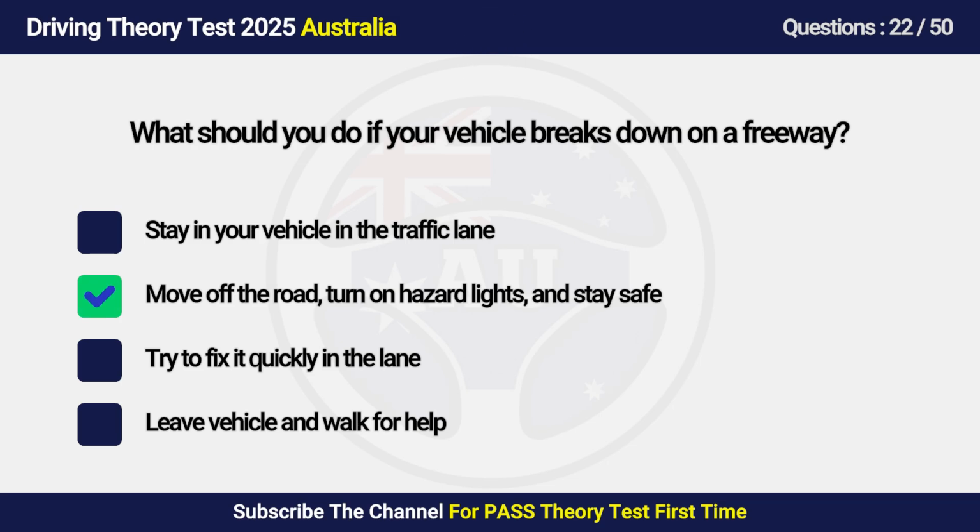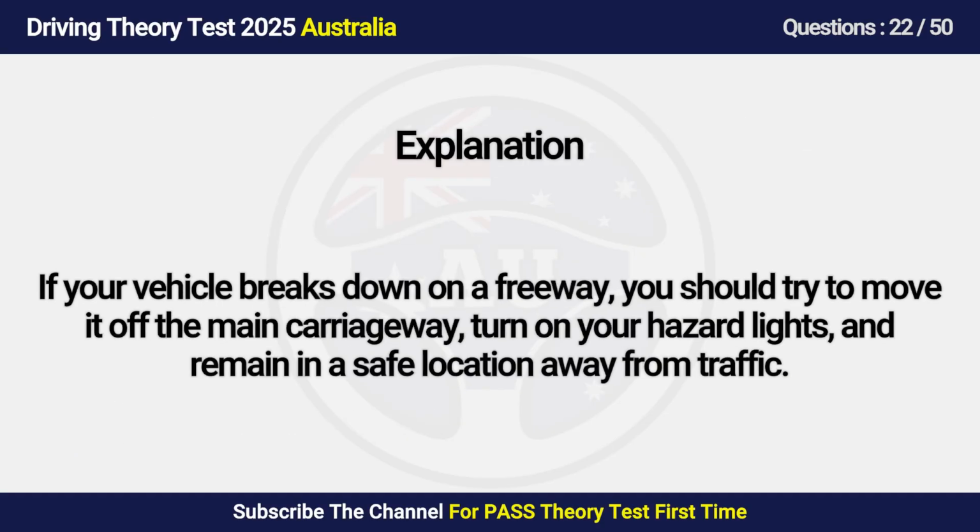Answer is B. Move off the road, turn on hazard lights and stay safe. If your vehicle breaks down on a freeway, you should try to move it off the main carriageway, turn on your hazard lights, and remain in a safe location away from traffic.